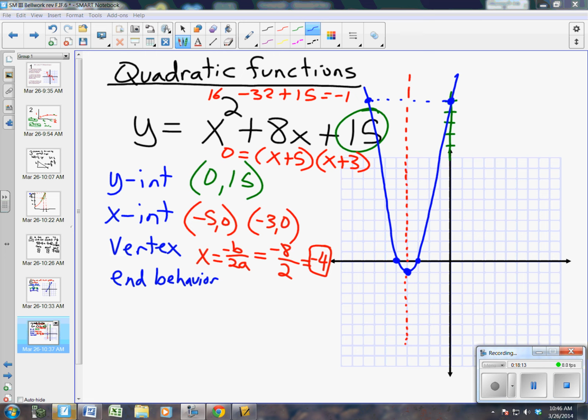Then we have a graph that we can feel good about. Okay? So that's how we graph a quadratic equation.